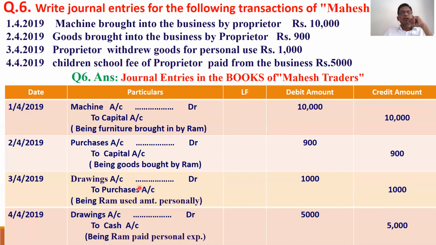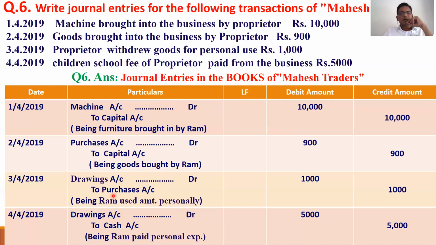You know very well, the owner has two accounts in the business. Whenever he gives, the capital account is credited. Whenever he takes, the drawings account is debited. Drawings account is debited here because he has taken away. He is the receiver of goods worth 1,000. So drawings 1,000 is debited, and purchases are reducing here, so the purchase account is credited.